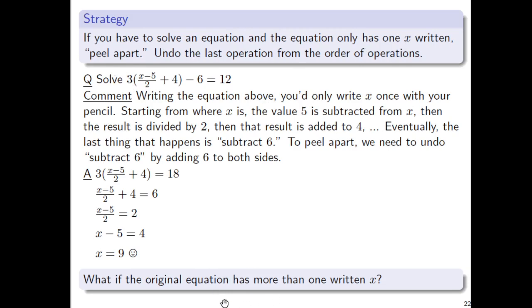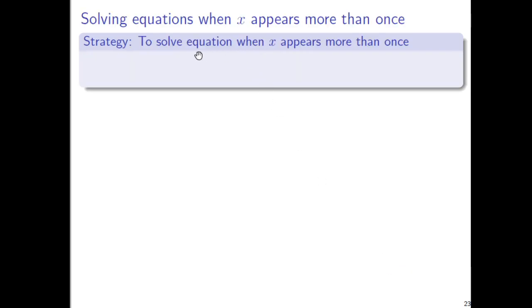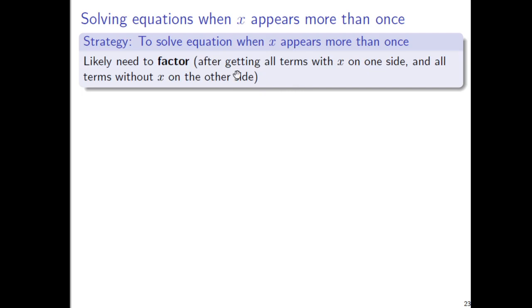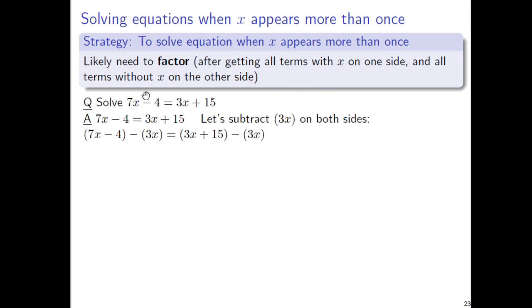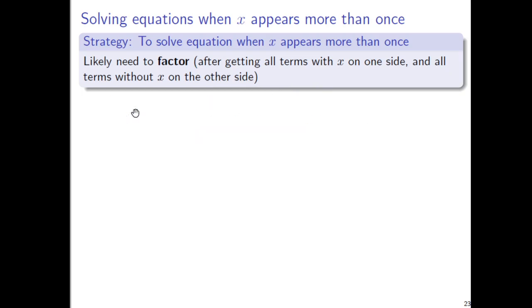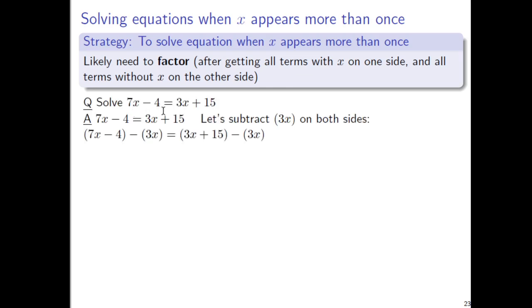But what do you do if your original equation has more than one x written down? To solve an equation when x appears more than once, likely what you're going to need to do is factor. So just to spell this out a little more, after getting all the terms with x on one side and all the terms without x on the other side. So let's look at this example. Solve 7x minus 4 equals 3x plus 15.